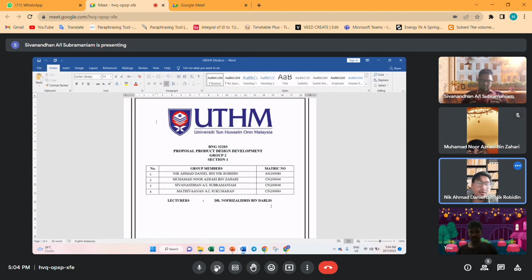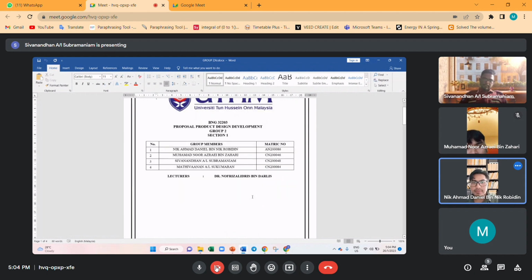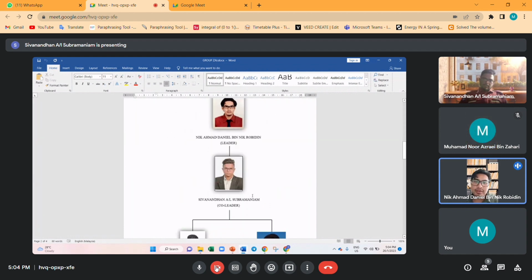Hi guys. So our meeting today is about the proposal for the product design and development subject. So, next page. So this is our chart.